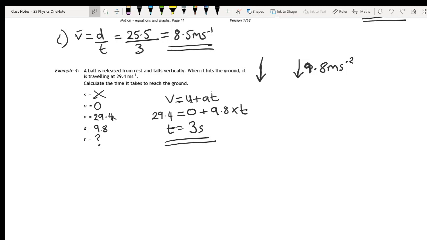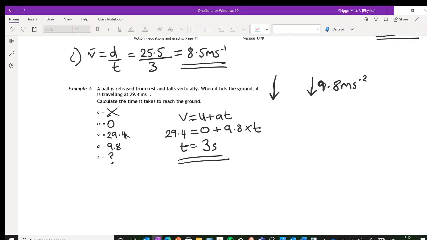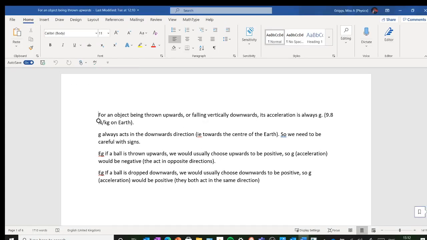If you have a read through this, it says for an object being thrown upwards or falling vertically downwards, its acceleration is always g. So 9.8 newtons per kilogram or 9.8 meters per second squared. Just take it home and learn it at home. Let me get this in front of me. For an object being thrown upwards or falling vertically downwards, its acceleration is always g.